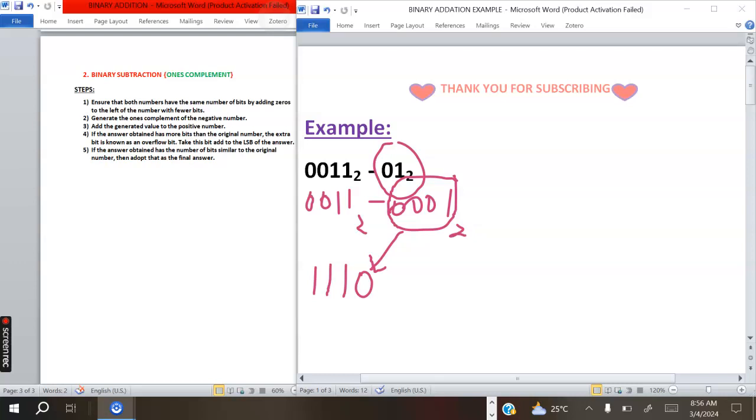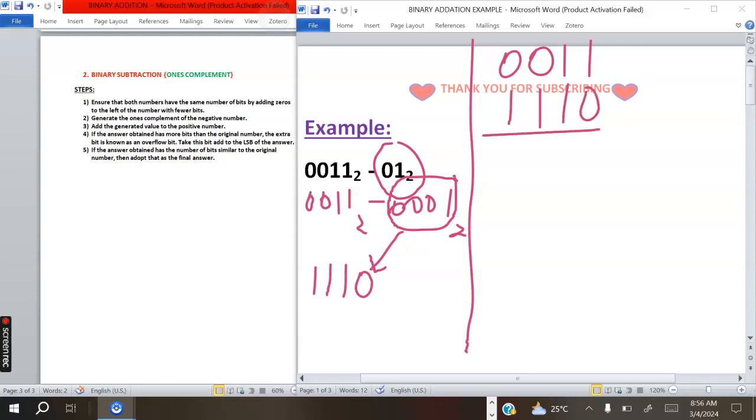Okay, after that, the next step is to go now to addition. We move now to step number 3. You add the generated value to the positive number. So we have 0 0 1 1 plus 1 1 1 0. Remember the rules? This is addition, 1 plus 0 is always 1, while 1 plus 1 is 1 0.